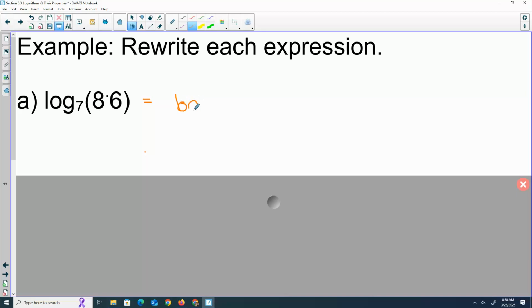You have to write the log base 7 each time. So it's log base 7 of 8 plus log base 7 of 6. And if either of those were something we could easily evaluate, we would. For instance, if one of them were log base 7 of 7, we could do that. What is log base 7 of 7? That cancels and just leaves you with a 1.